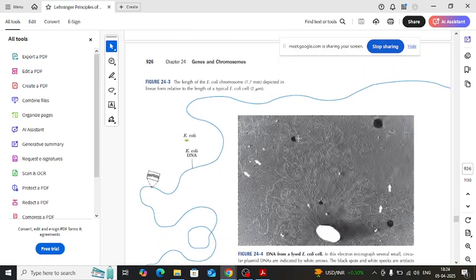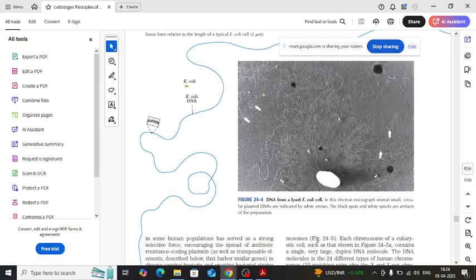And then if you go from bacteriophage to the bacteria E. coli, you can see the DNA from a lysed E. coli cell. This is the electron micrograph of a small circular plasmid DNA. So E. coli has plasmid DNA as well as the linear DNA, right? This is the linear form of the DNA in E. coli, whose length is almost 2 micrometers, and this is also structured with some proteins, which are histone-like proteins in E. coli, not histone but histone-like proteins.